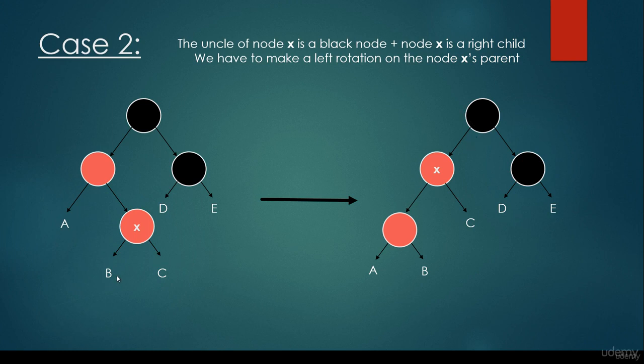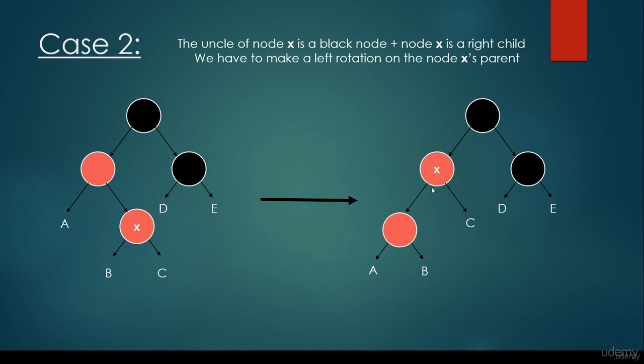We have to change these subtrees as well. The B, which was the left child of the node X, is going to be the right child of this node, which was the parent of X before the rotation. So basically it is a standard left rotation. It is the same as we have discussed for the AVL trees. So basically nothing special.